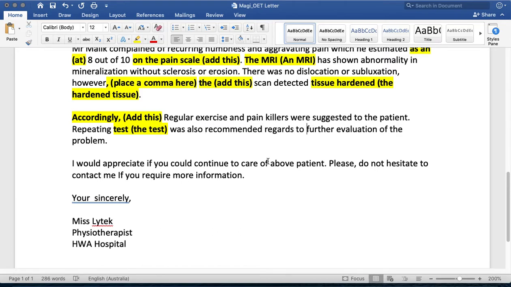to further evaluation. So you can simply mention for further evaluation of the problem. So regards to could be replaced with for. When we read the whole sentence once again, it should be correct. Repeating the test was also recommended for further evaluation of the problem. All right, let's go to the next one.